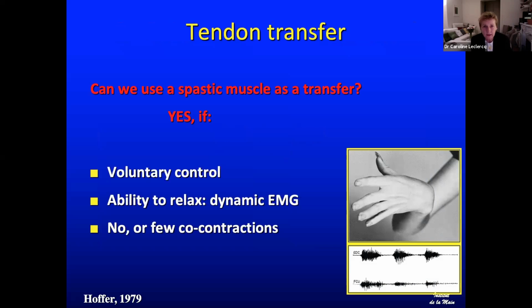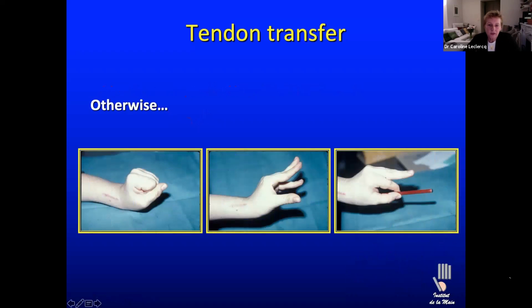Well, we can transfer spastic muscles, and this has been shown very nicely by Hoffer from Los Angeles many years ago. You can transfer spastic muscles, provided, of course, it has a voluntary control and it is strong, but also that it has the ability to relax. This is what we call a phasic muscle, and this is where dynamic EMG studies are very helpful. And you see here on this graph, the FCU on the bottom line is phasic. It has the capacity of relaxing. Otherwise, this is what happens.